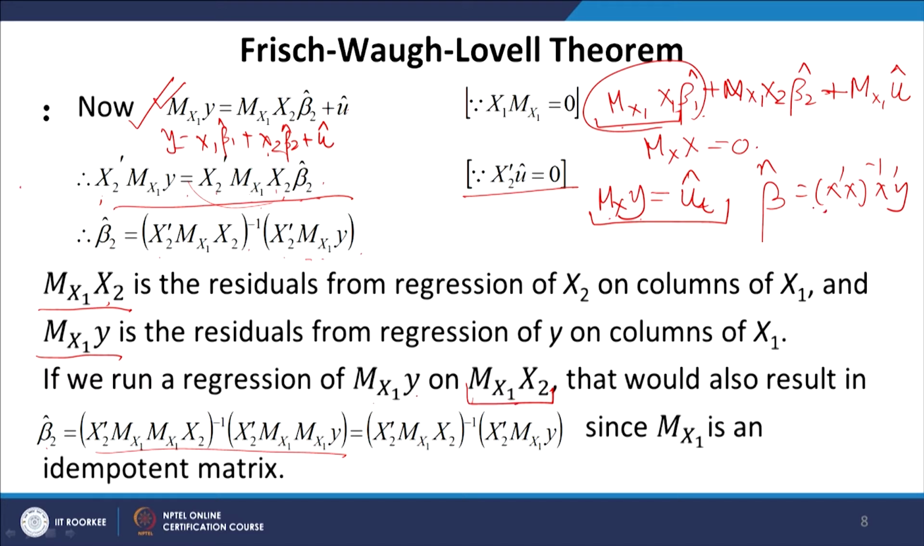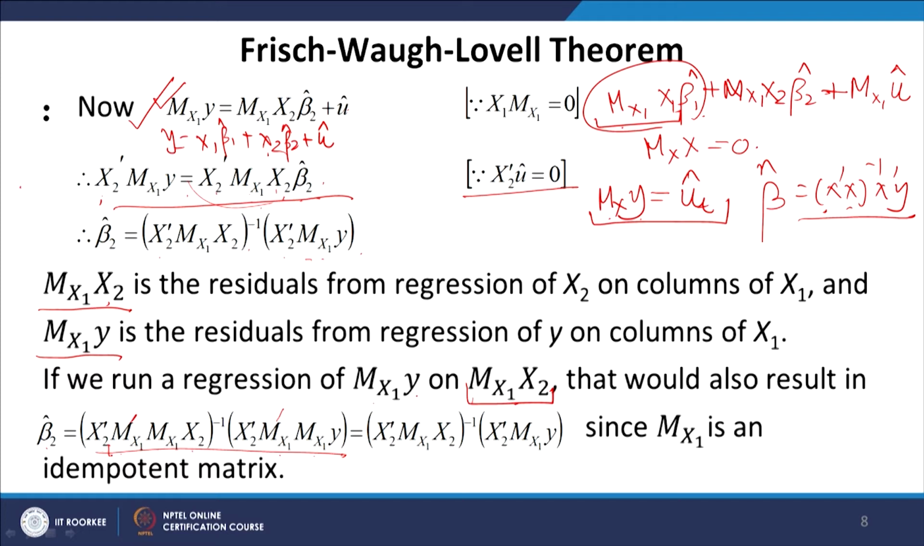So, I will be having (Mx1 x2) prime. Since Mx1 prime and Mx1 are the same, they are symmetric matrices. So, that is why mentioning a prime or not mentioning it are the same thing. So, I have x2 prime Mx1 prime Mx1 x2 inverse, x2 prime Mx1 prime Mx1 y, right. So, that is equivalent to our (x prime x) inverse x prime y.